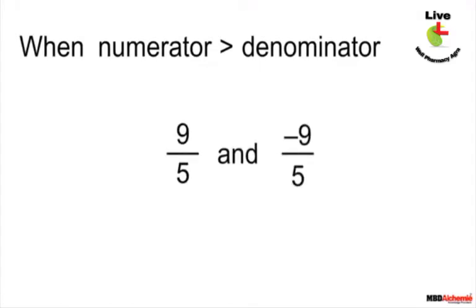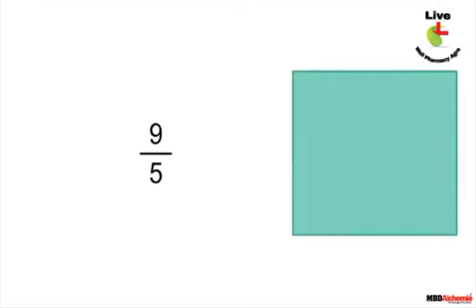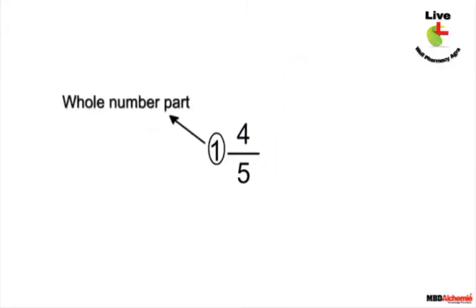When the numerator is greater than the denominator, let us plot 9 upon 5 and minus 9 upon 5. We will plot 9 upon 5 first. When the numerator is greater than the denominator, we first convert it into a mixed number. In order to do so, we divide 9 by 5. Thus 9 upon 5 can be written as 1 whole and 4 upon 5. Here 1 is the whole number part and 4 upon 5 the fractional part.